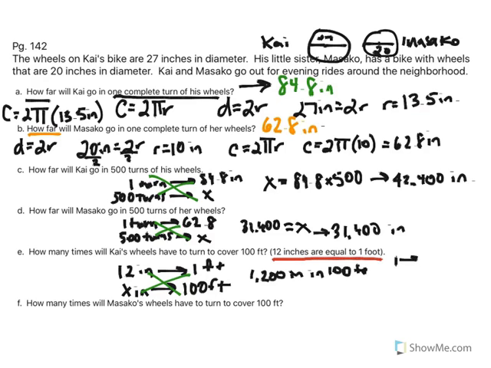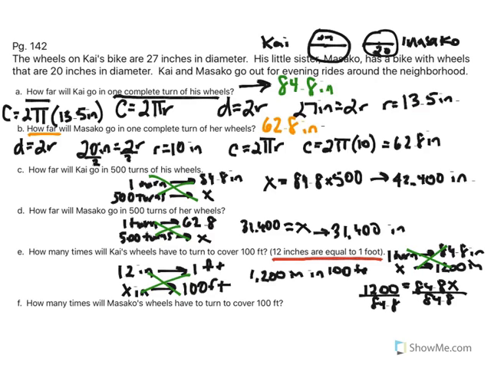Okay, so then we set up another ratio, and we have in one turn, 84.8 inches. So in how many turns will we have 1,200 inches? We cross multiply again, and we get 1,200 equals 84.8x. Divide both sides by 84.8, and you get x equals 14.1.